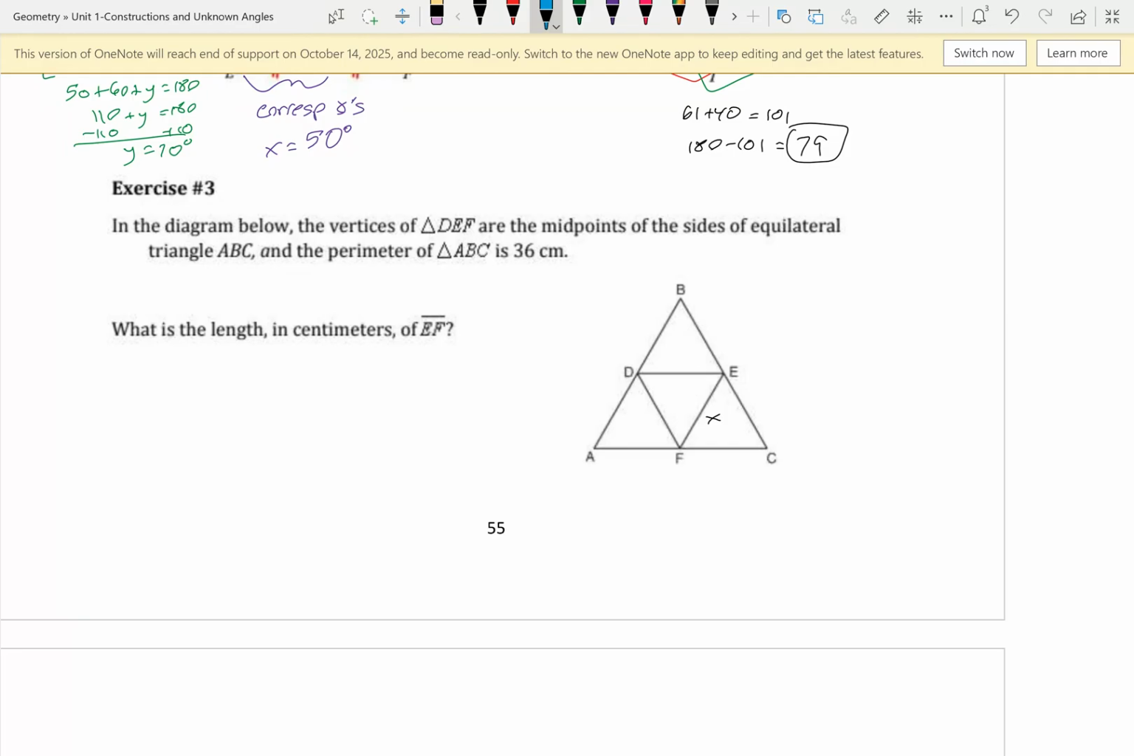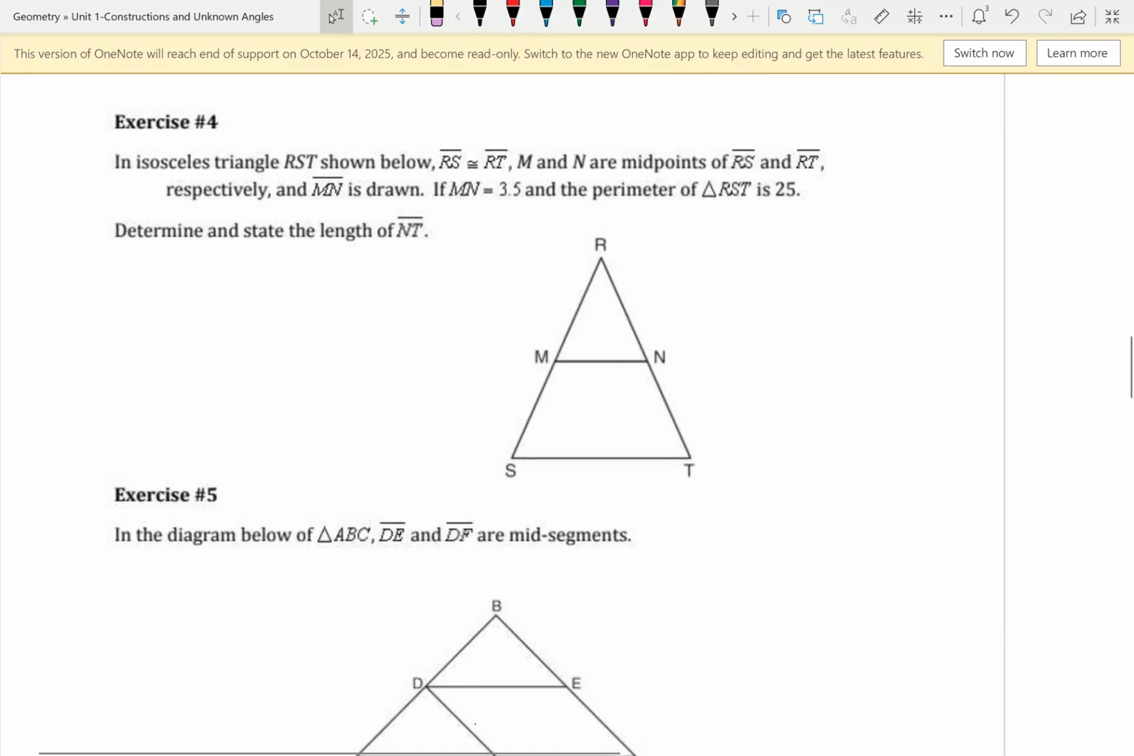Well, they gave us a couple of important pieces here. They told us the perimeter of the whole triangle, but they also told us that it's an equilateral triangle. So if our entire perimeter is 36, that means each of our sides has to be 12. 36 divided by 3 is 12. So now the way I'm looking at it is EF is parallel to AB, so X is going to be half of that 12, which is going to be 6. Right? So that midsegment EF is just going to be half of its parallel base, AB, so half of 12 is 6.